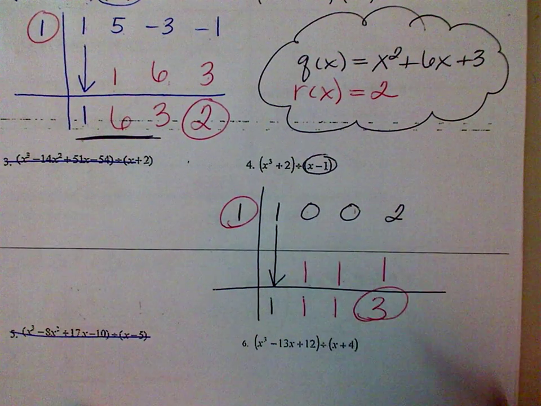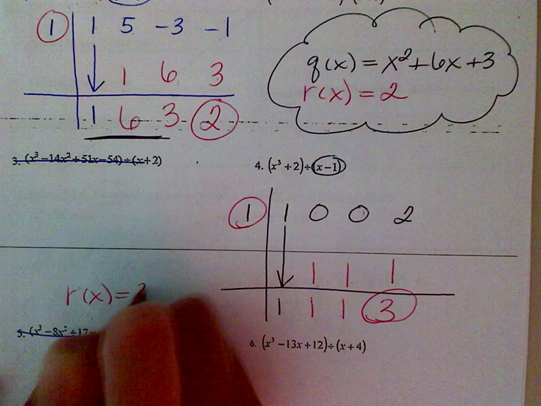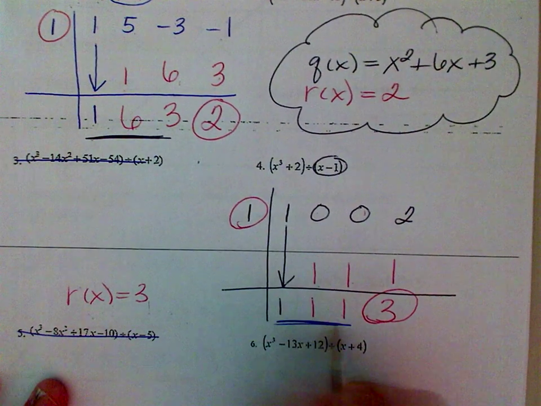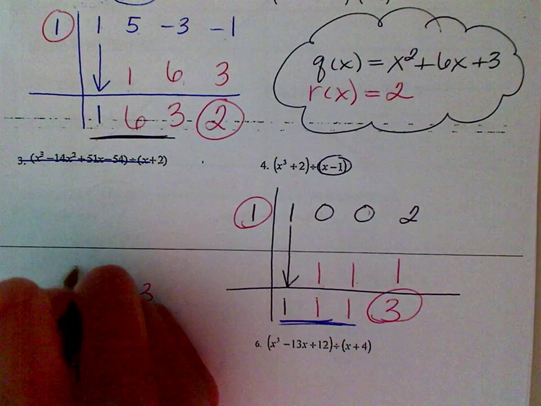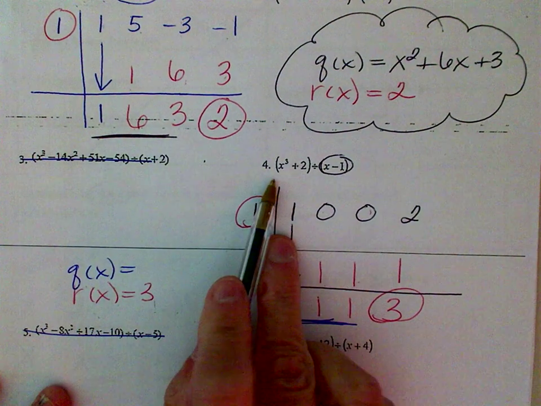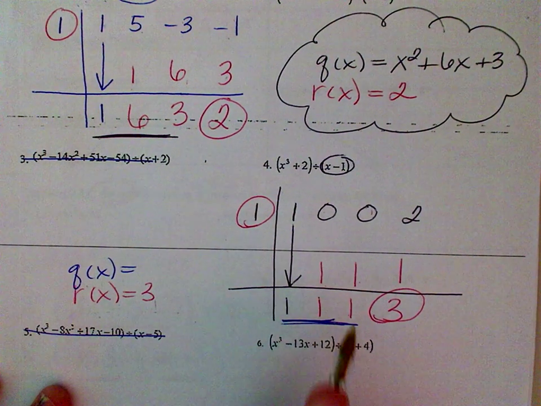This right here is your remainder. So r of x equals 3. This stuff right here is your quotient. Since I started with x cubed again, this is going to be an x squared. So x squared plus x plus 1.